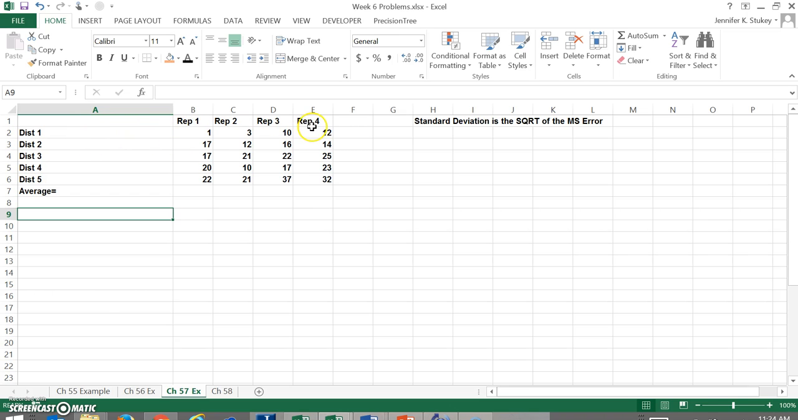There are 4 sales representatives and there are 5 districts. Each sales representative was assigned to each district one time. This means that it's going to be a two-way ANOVA without replication. If, for instance, they had been assigned to the same district 2 times or more, then it would be a two-way ANOVA with replication. But because each representative was only assigned to each district one time, it is a two-way ANOVA without replication.